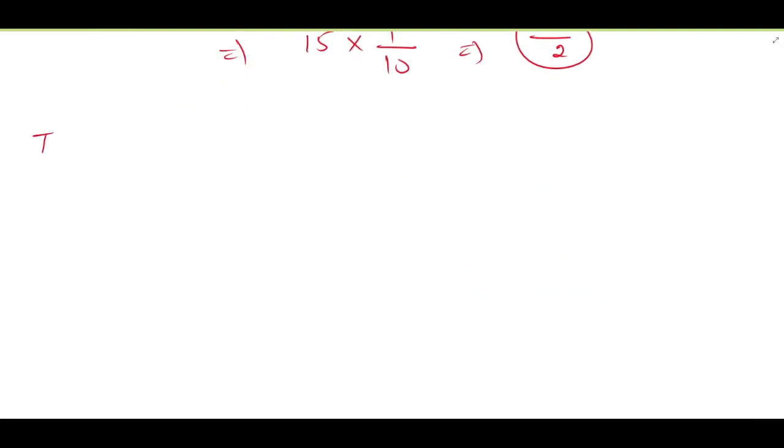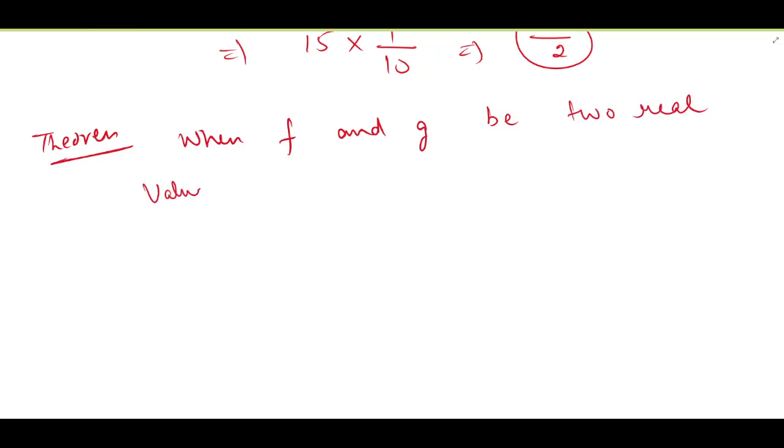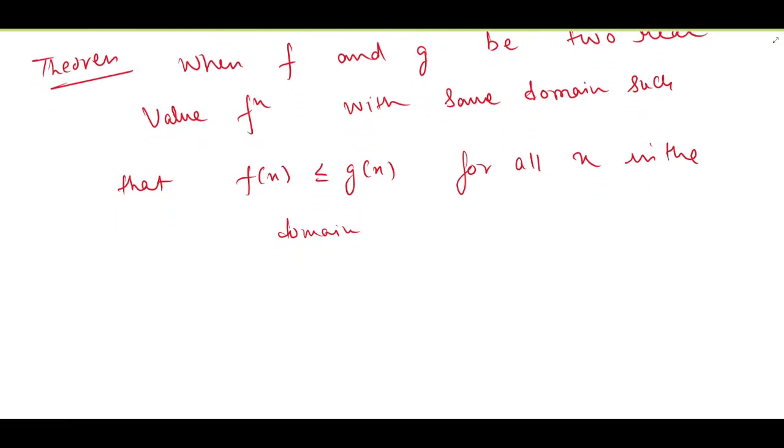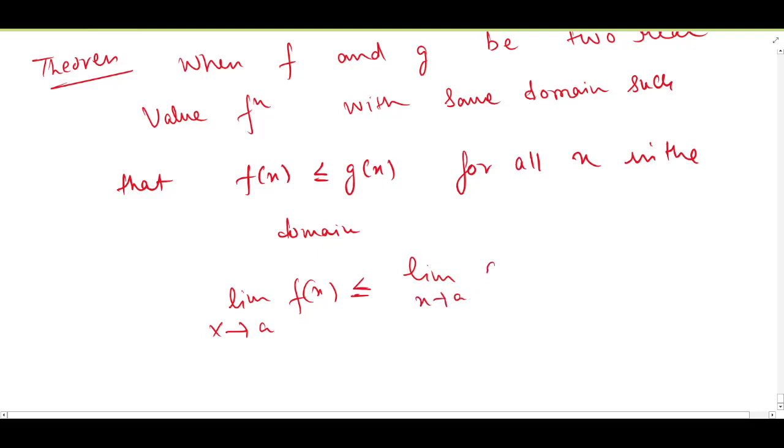So next we have the following theorem, which says: let f and g be two real valued functions with the same domain, such that f of x is less than or equal to g of x for all x in the domain. Then limit x tends to a f of x is less than or equal to limit x tends to a g of x.